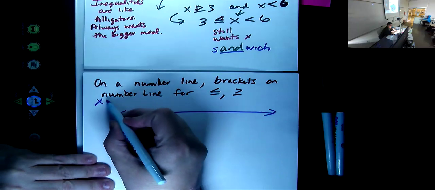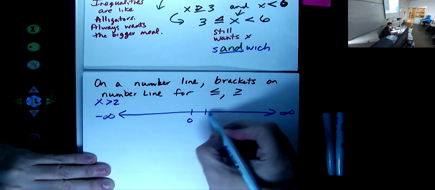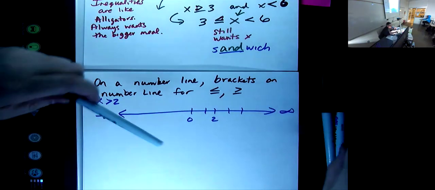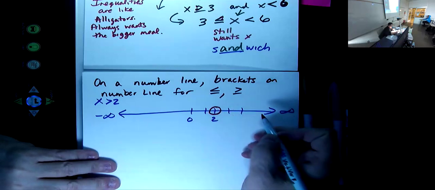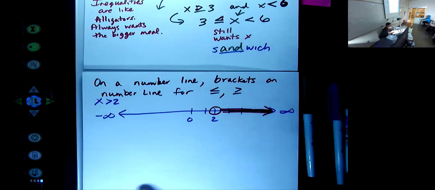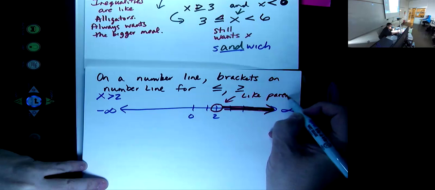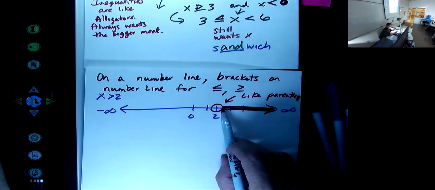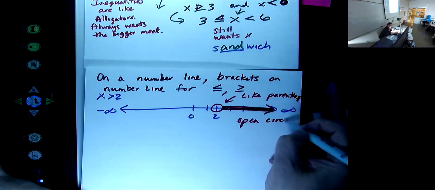So if I have x is greater than 2, I showed you doing the parentheses and doing it that way. Another way of doing it is using an open circle, and then shading in the direction that you're supposed to go. So this is like a parentheses, that's like less than or greater than. Yes, the open circle is for either less than or greater than.